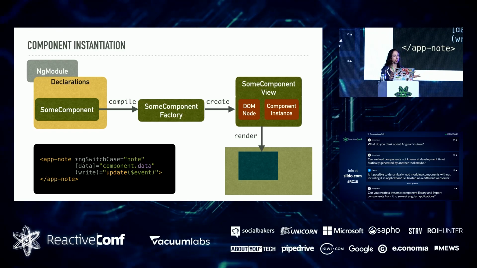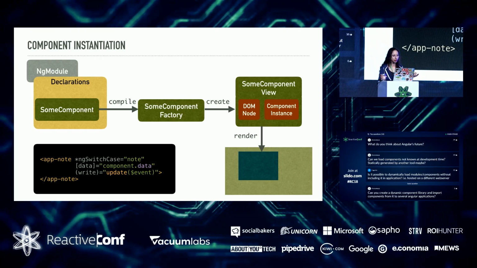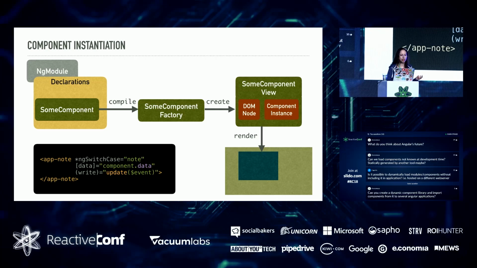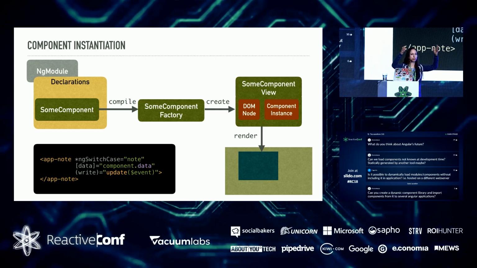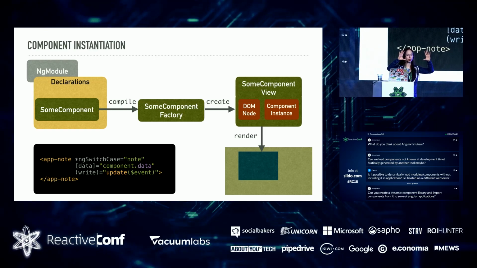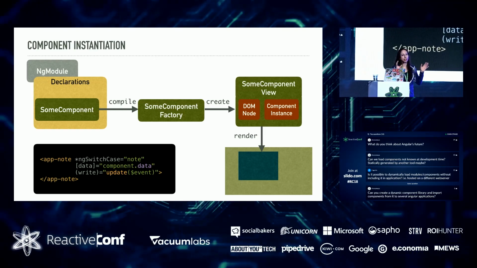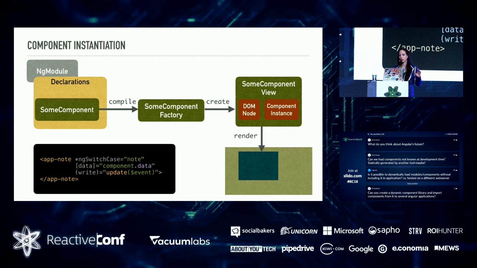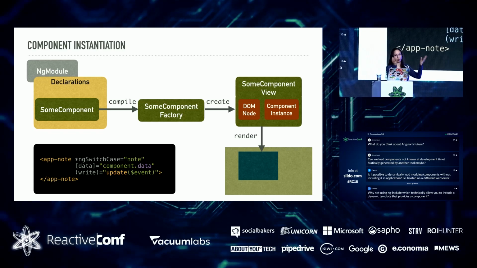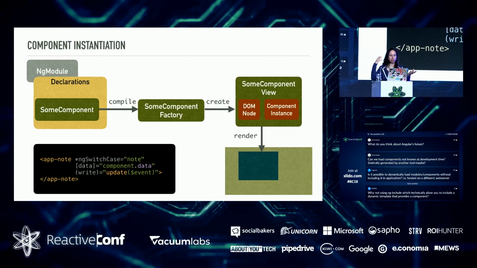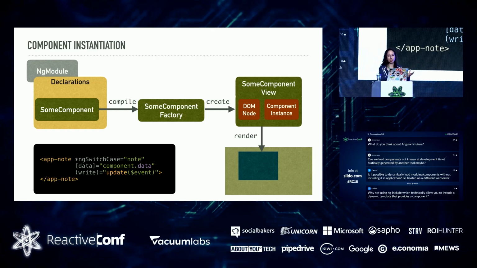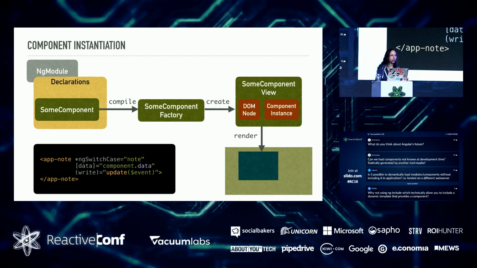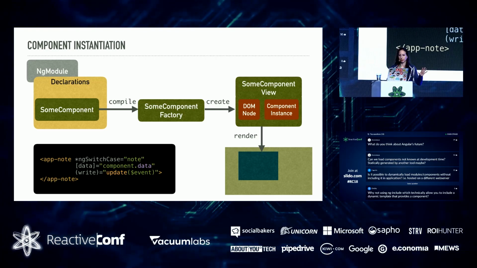So if we're using regular components, our components are declared in our Angular modules. Then Angular looks at your templates and knows where the component is instantiated. It creates a component factory, and then it creates the instance of the component with the component view, which includes the DOM node that it's sitting on, and the instance of the class with all the information and logic. And then it is rendered where you use it in the DOM.